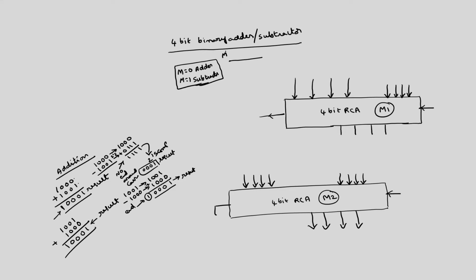Now, in general, I have to perform A3, A2, A1, A0 plus or minus B3, B2, B1, B0, and finally, I want this result as S3, S2, S1, S0. So, this can be either addition of these two numbers or subtraction of these two numbers. Okay.